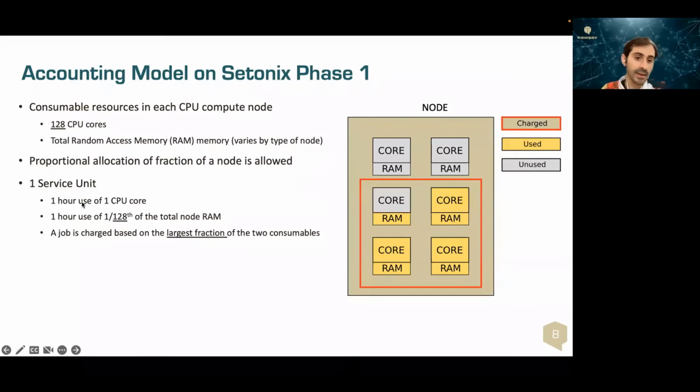Just to repeat it again, for the cores, one service unit will be one CPU core for 1 hour. For the RAM, it will correspond to a fraction of 1 over 128 of the total RAM for 1 hour. Depending on what you're requesting for the job, the largest fraction of the two will be used to charge the service units. That's to ensure a fair accounting of resource usage for all users. And remember, this 128 is a recurring number, because that's the number of cores in a node in Setonix.